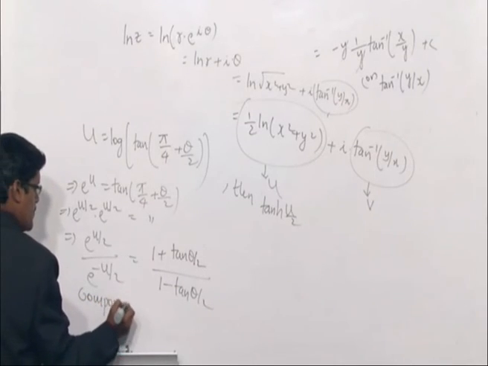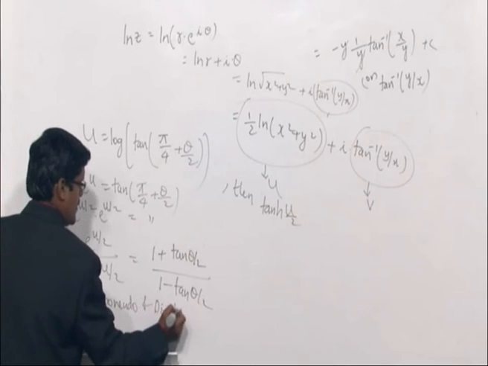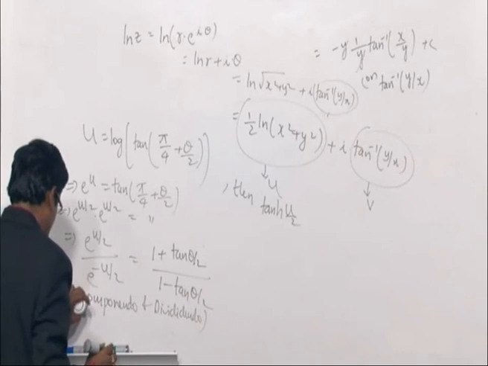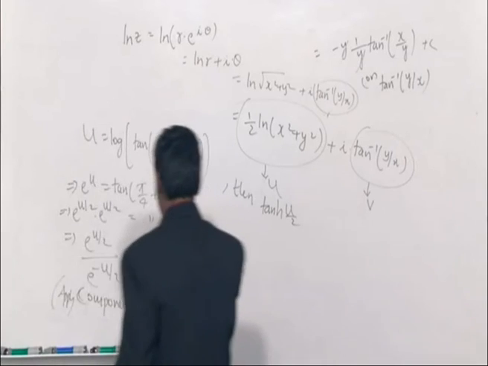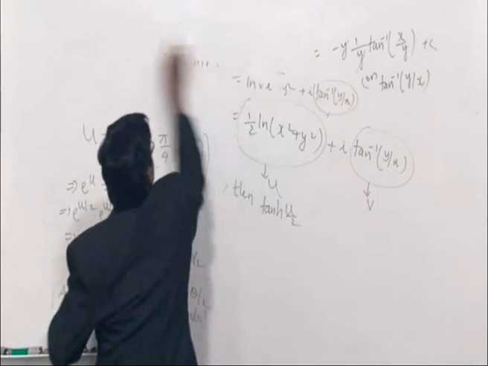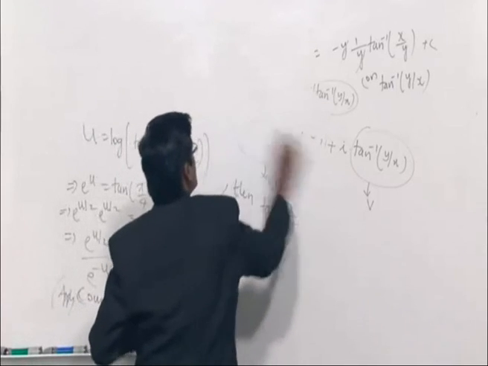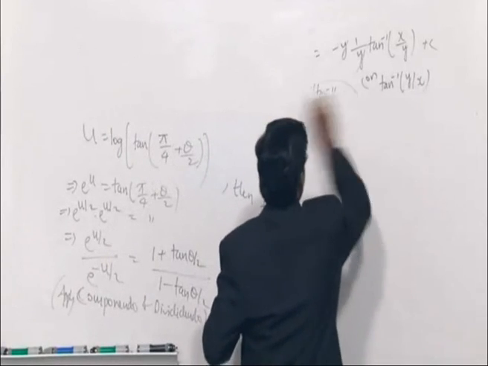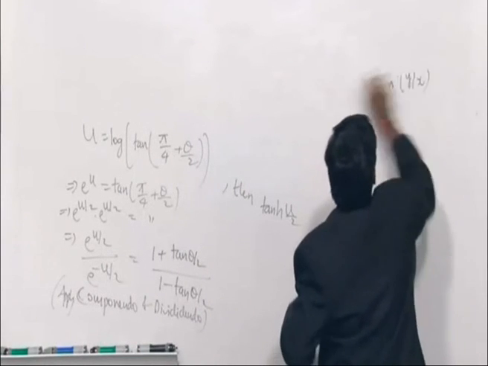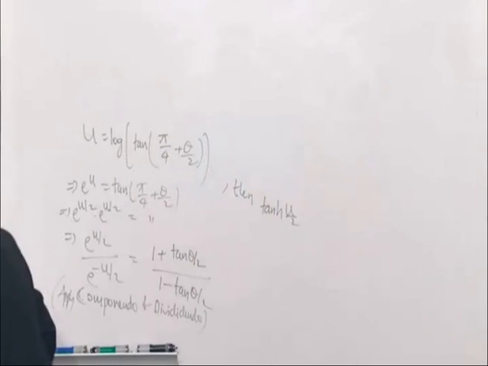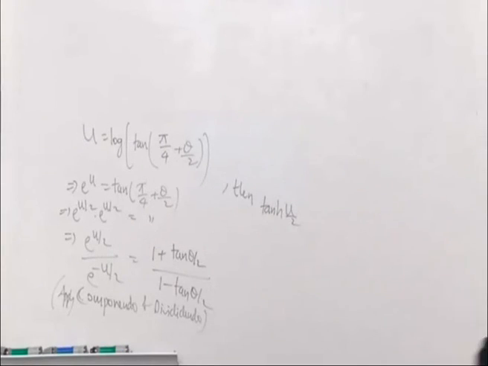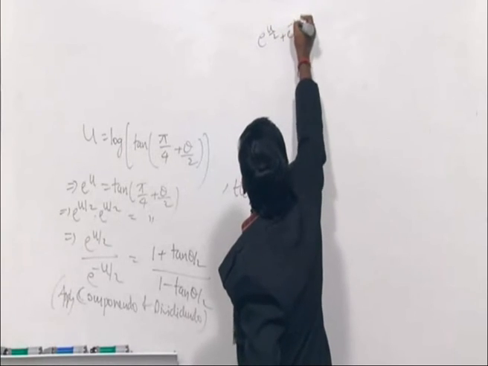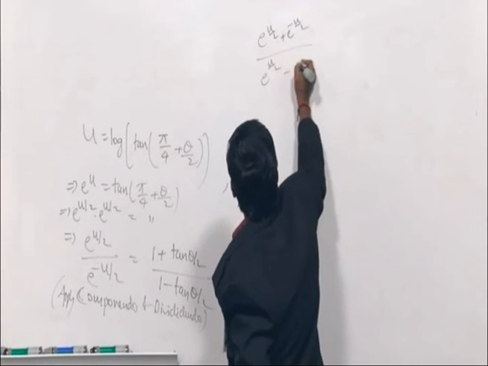Componendo and dividendo. Apply componendo and dividendo. So you will be getting e power u by 2 plus e power minus u by 2 divided by e power u by 2 minus e power minus u by 2.